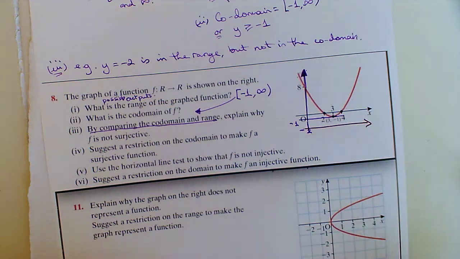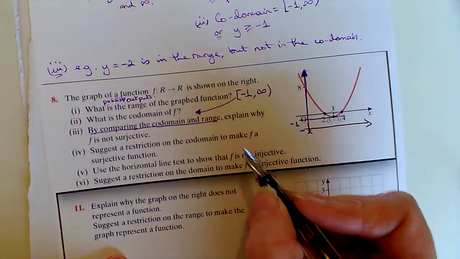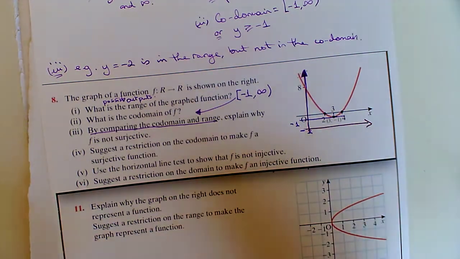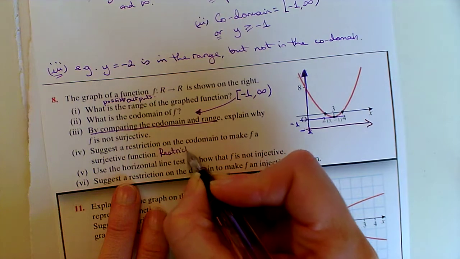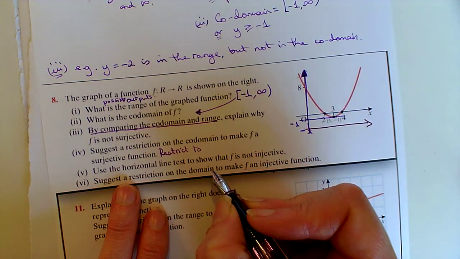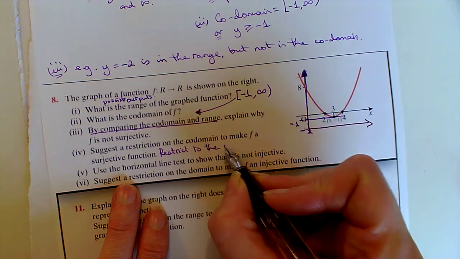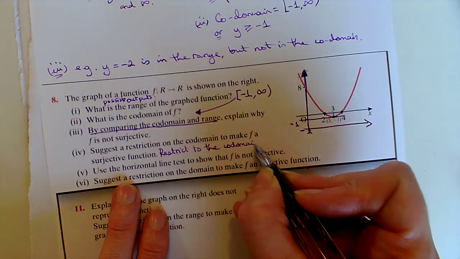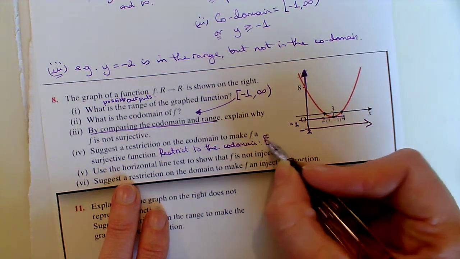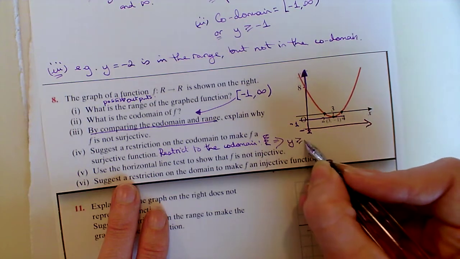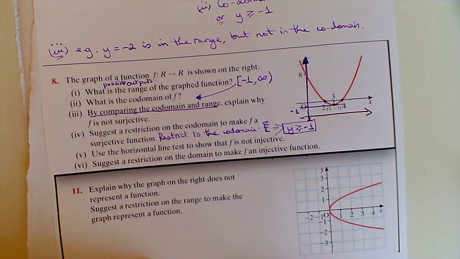Suggest a restriction on the codomain to make f a surjective function. Well, again, if we restrict the range to the codomain, it will automatically be surjective. So restrict it to the codomain, and we have y greater than or equal to -1.